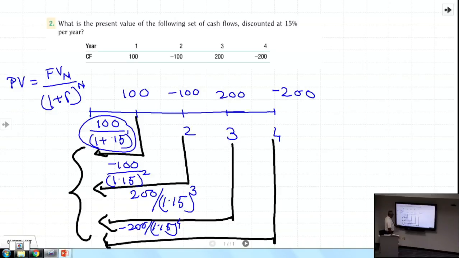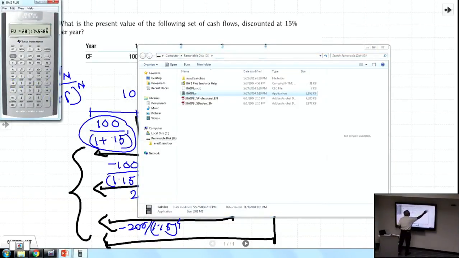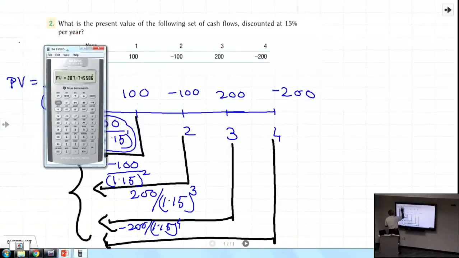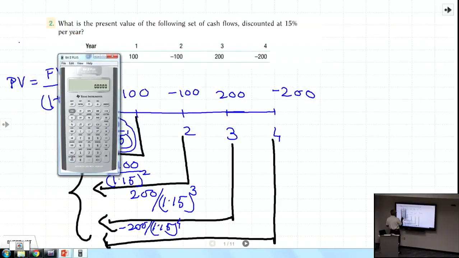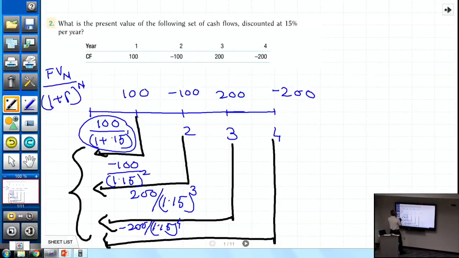The other way of doing it, of course, would be to use our financial calculator. Let's see. My financial calculator is here. Let me open this up. I'm going to clear everything. Second, clear TVM. Now for this type of problem, as you can see, I have multiple cash flows.